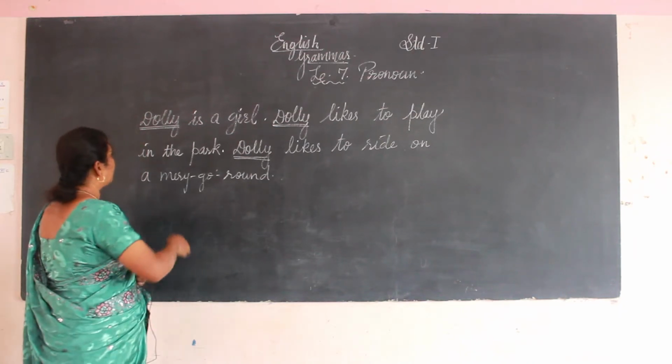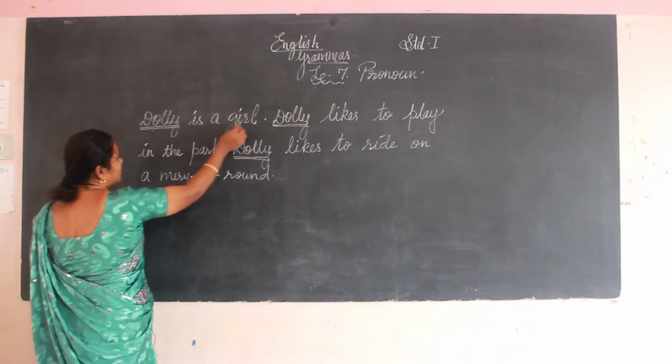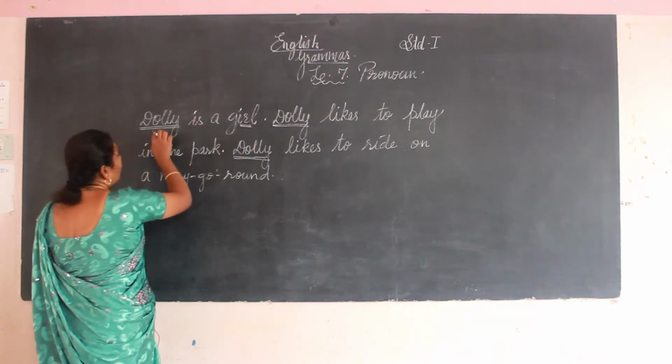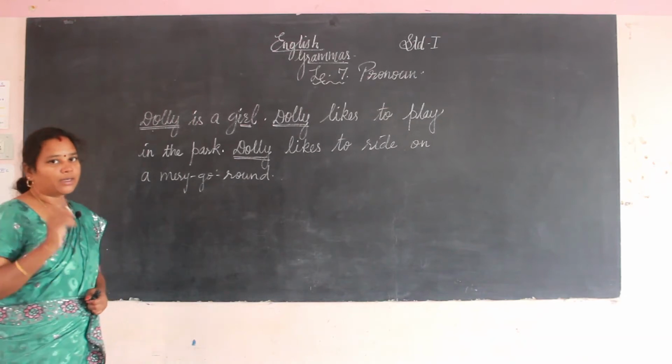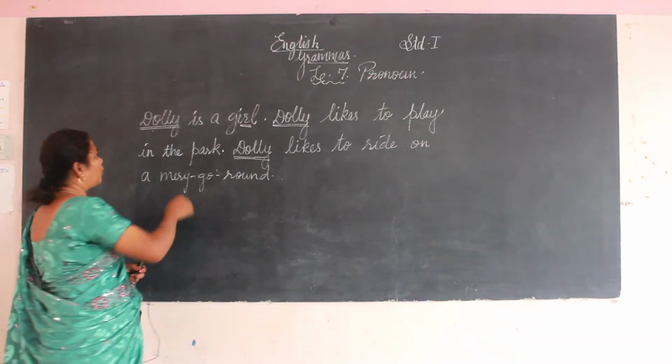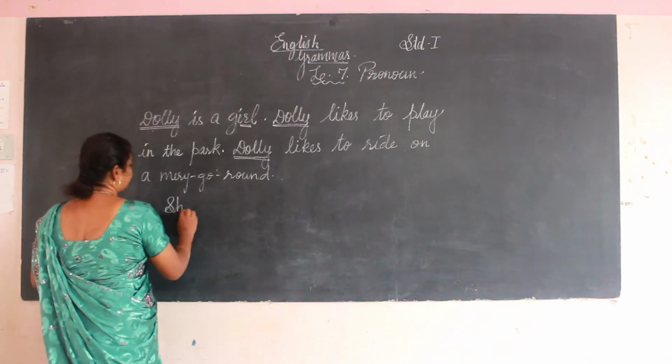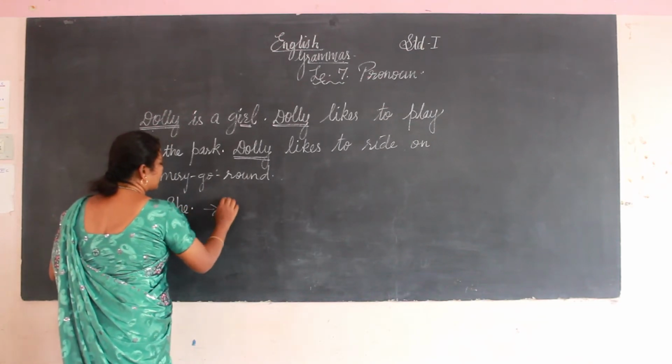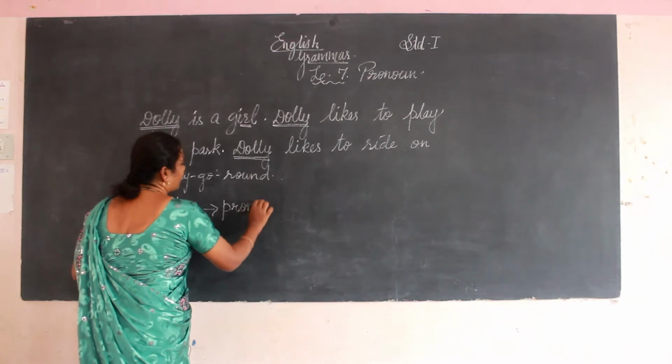Okay, see here. Who is Dolly? She is a girl. So we know Dolly is a girl. So what is the word we use for a female? She. What is the word? She. So she is a pronoun.